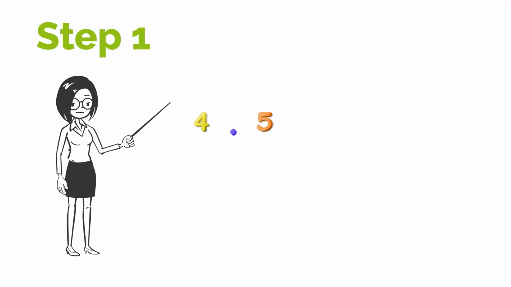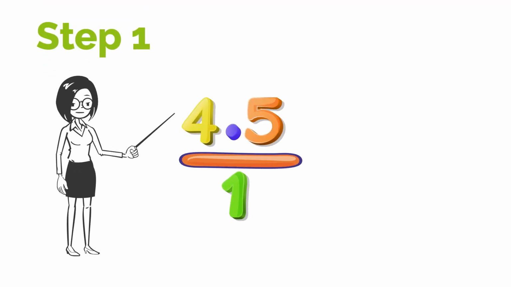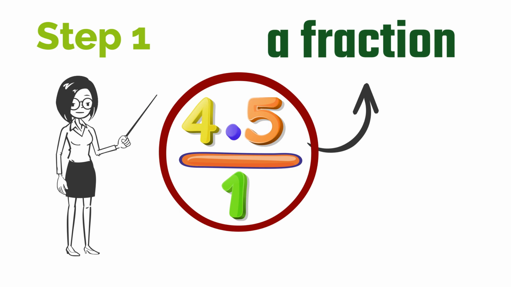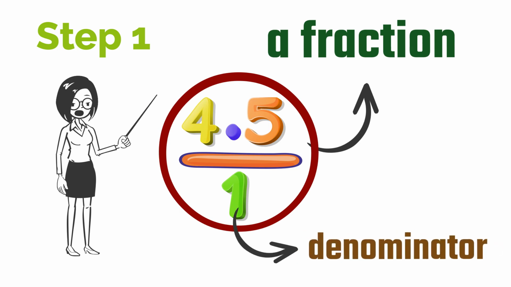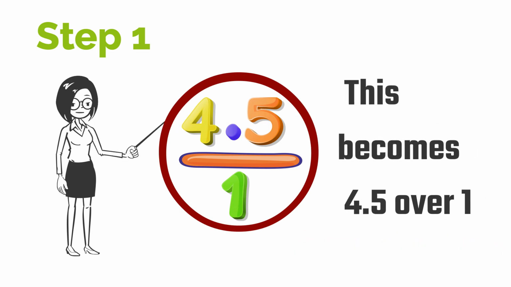Step 1. First, we convert the number 4.5 into a fraction. We can do this by using 1 as the denominator. This becomes 4.5 over 1.